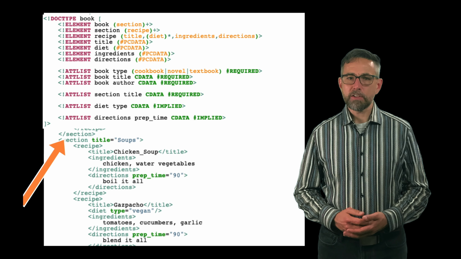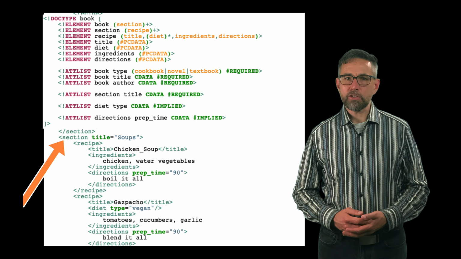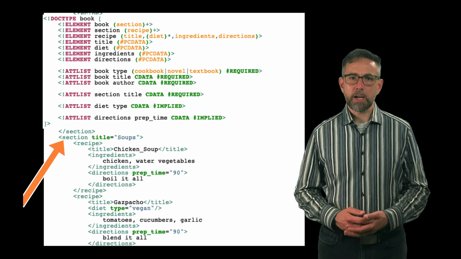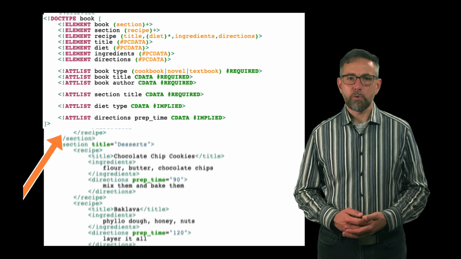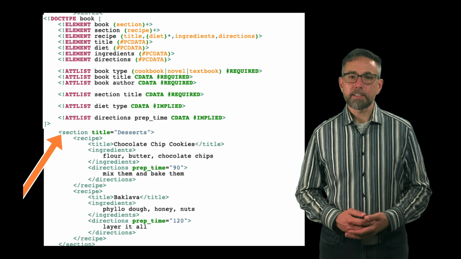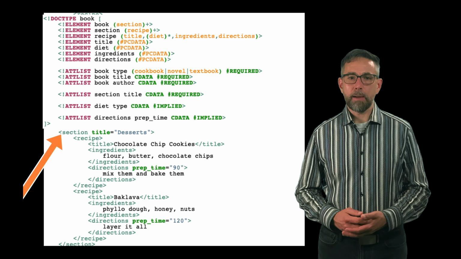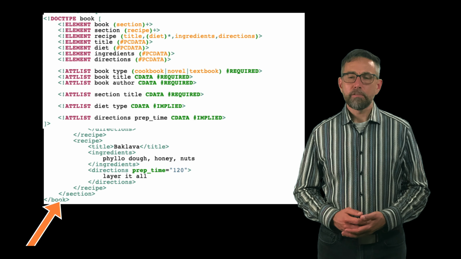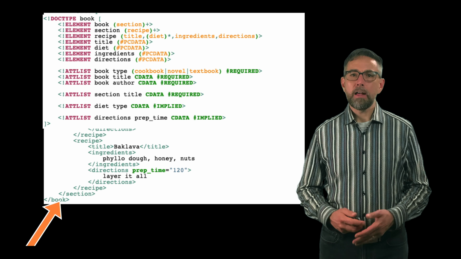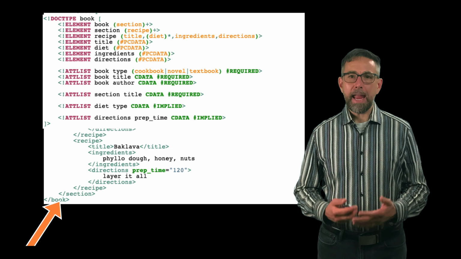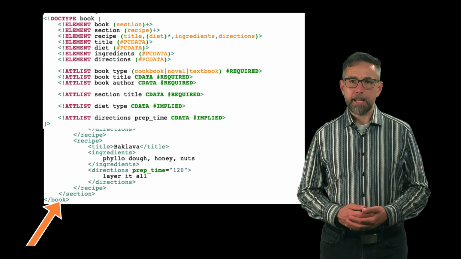We see our first section is closed, and we get to our second section. Sections followed by sections are okay as a child of books. Has a title, 2 recipes, those all look well formed. Finally, we have a third section, desserts. 2 recipes, title, ingredients, prep times, looks well formed. Finally, we get to the bottom and we close all of our tags in a nested structure. This looks like well-formed and valid XML. Valid because it matches a DTD.